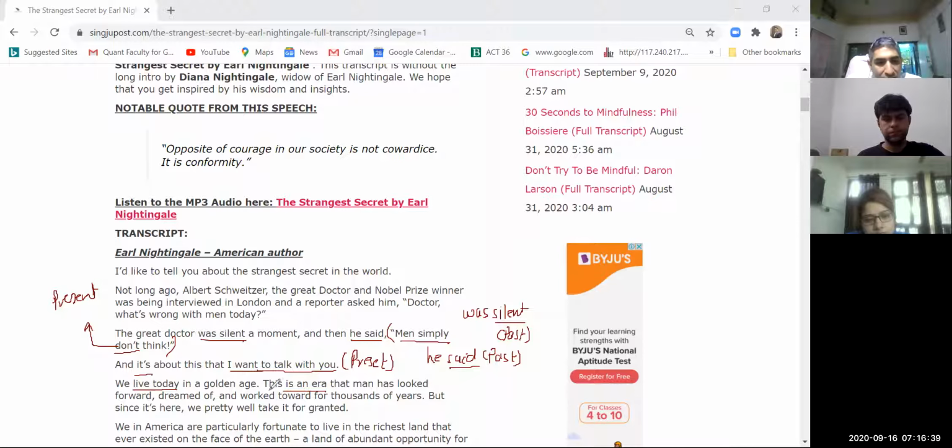So again, "this is an era." You'll write these 3-4 words, "this is an era," and then you will write that this is in present tense. You don't have to write the whole sentence.